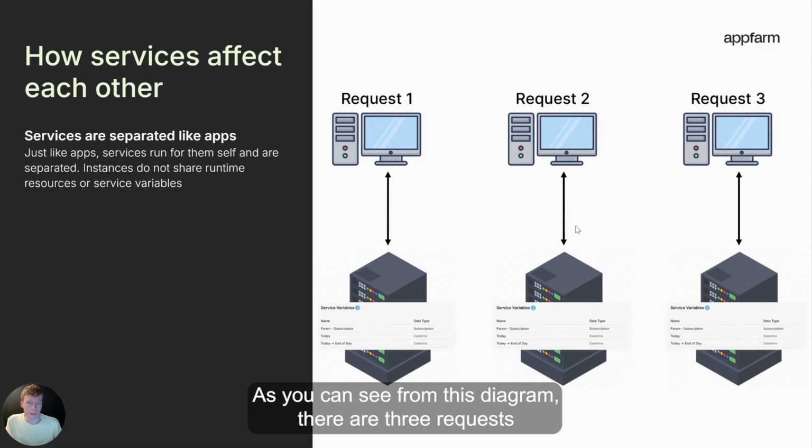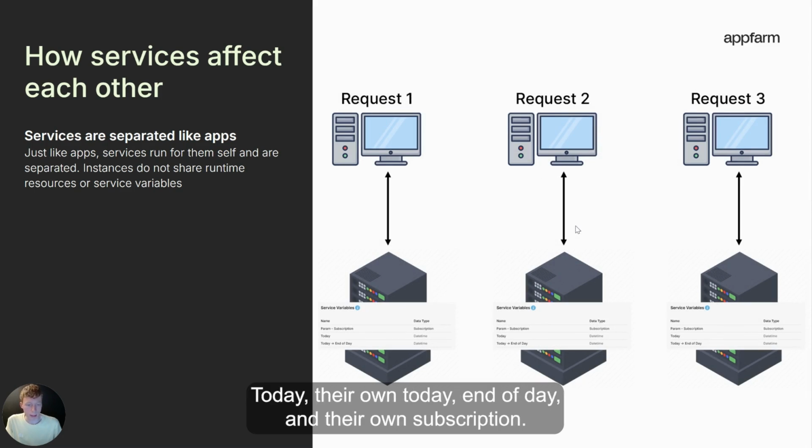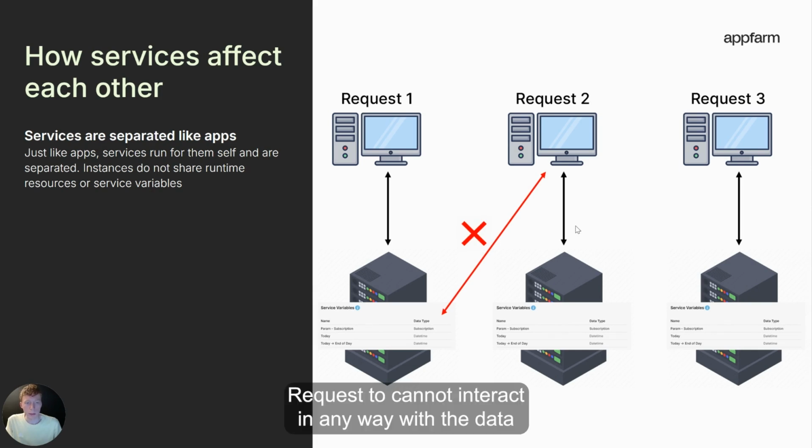As you can see from this diagram, there are 3 requests that run potentially at the same time, but they each have just access to their own today, end of day, and their own subscription. Request 2 cannot interact in any way with the data that's available in request 1, and vice versa.